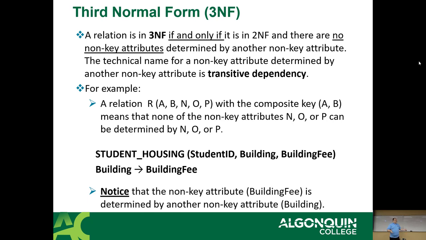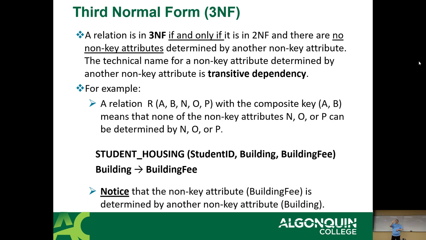That's just how it works, right? And there are no non-key attributes determining another non-key attribute. So this one is really hard to understand. At first, when I do the example, it'll be a lot clearer. So when an attribute depends on another attribute, and that attribute is determined by a third attribute, that's known as a transitive dependency. In other words, to be able to determine the final value, you have to transit through another attribute.